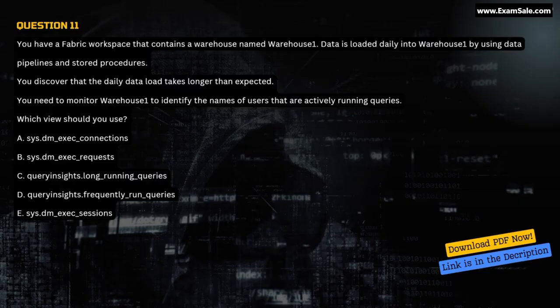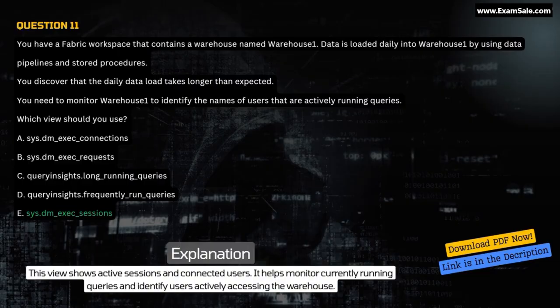A. sys.dm_exec_connections. B. sys.dm_exec_requests. C. queryinsights.long_running_queries. D. queryinsights.frequently_run_queries. E. sys.dm_exec_sessions. Correct answer E. sys.dm_exec_sessions. Explanation. This view shows active sessions and connected users. It helps monitor currently running queries and identify users actively accessing the warehouse.